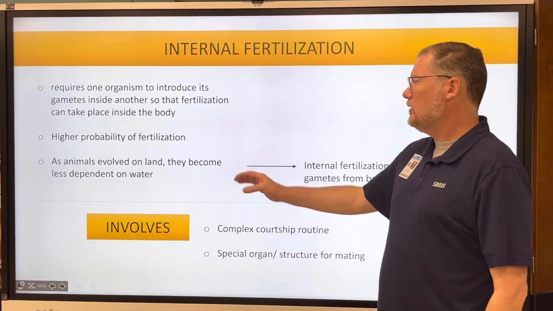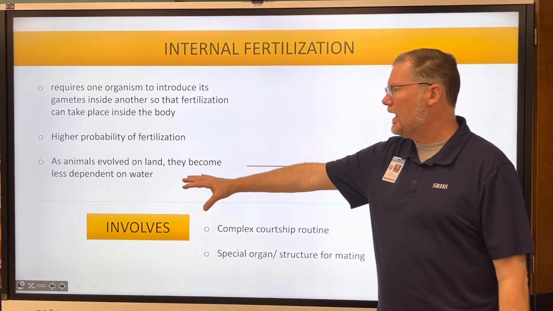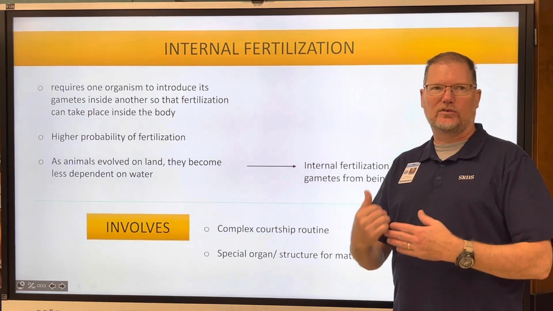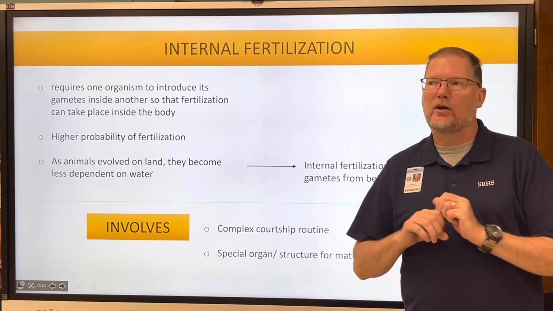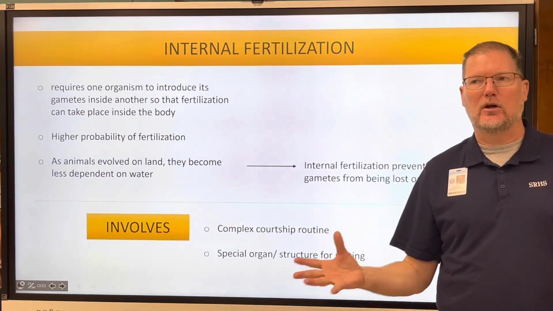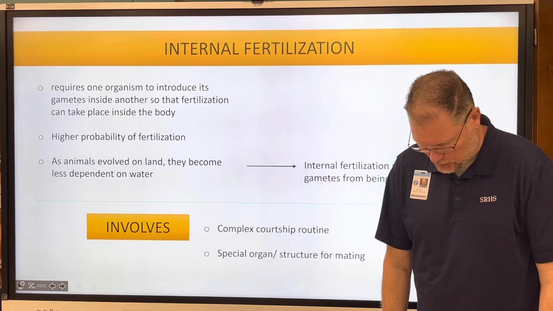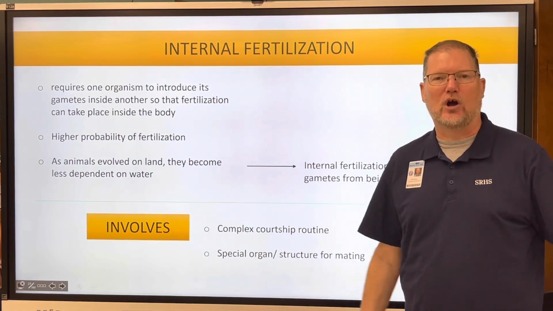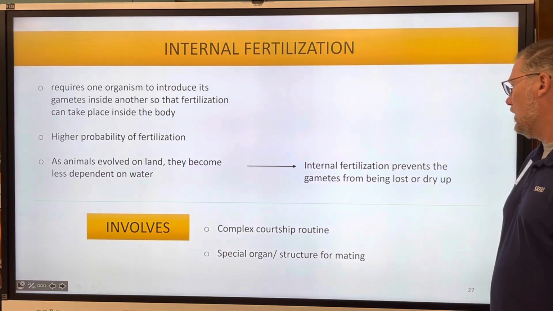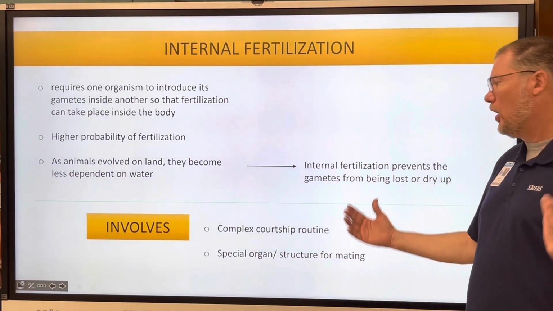And then the neat thing about this is that once animals evolved on land, they couldn't rely on water to carry their eggs and sperm around. If they just released their eggs and sperm, they'd go on the ground, right? And they would die, dry out, desiccate, or get lost, right?